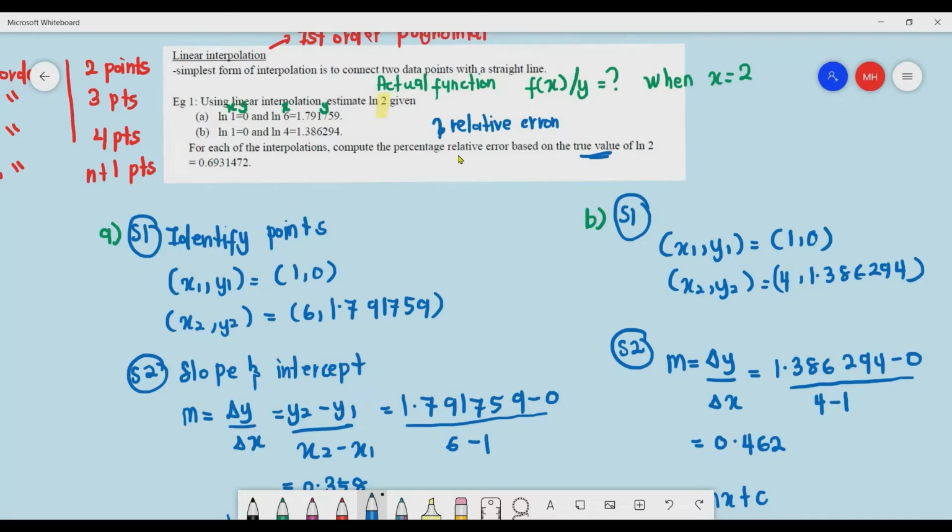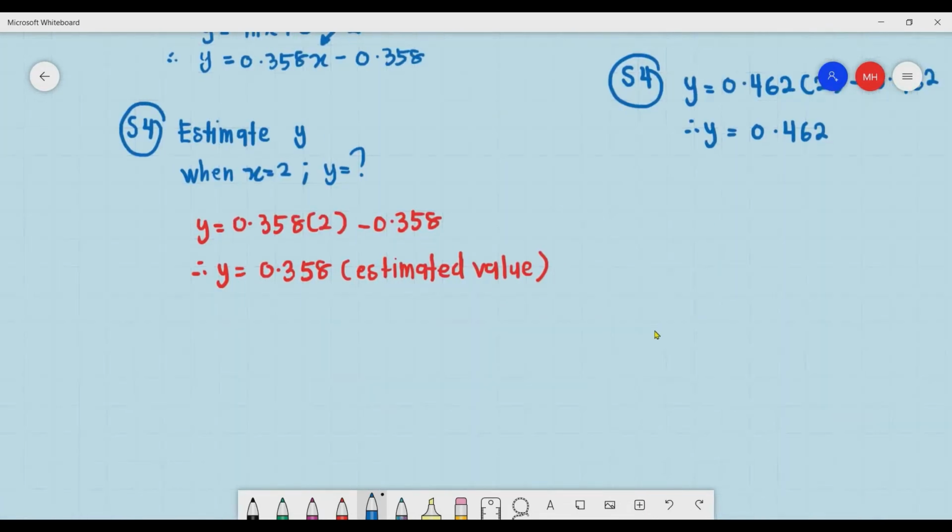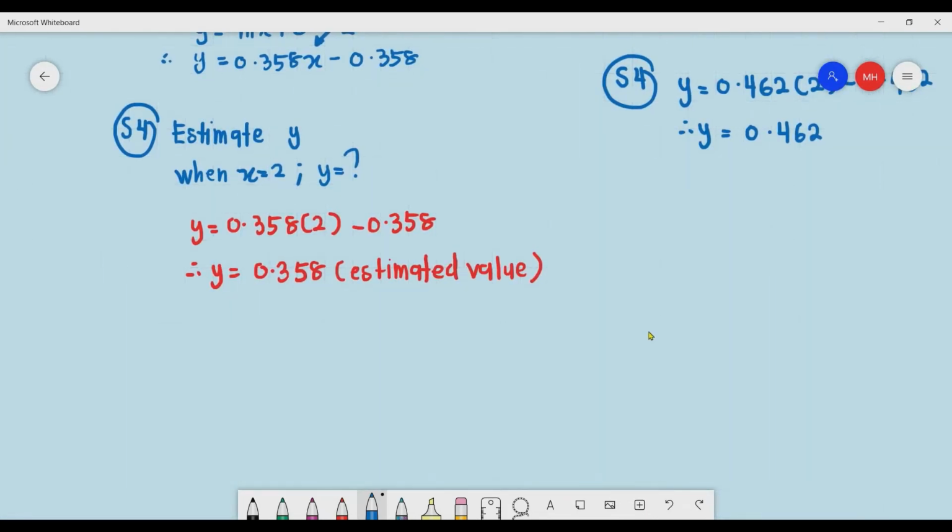This true value is the value for the actual function that is given, which is ln 2 here. So even if the value of ln 2 is not stated in the question, you can also just press the calculator. You will get the same value here. Later I will show you below how to solve to find the relative error for A and B.